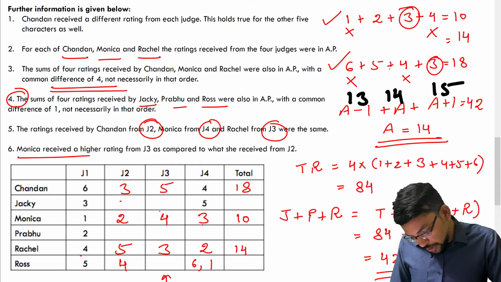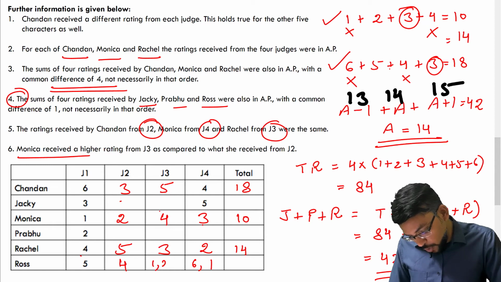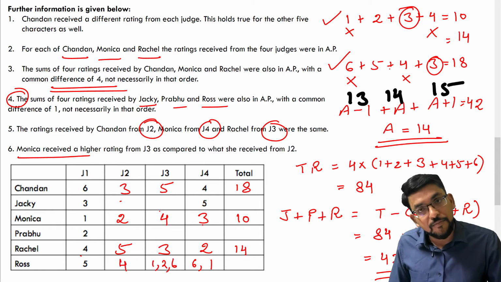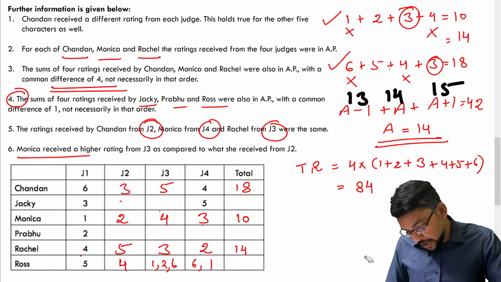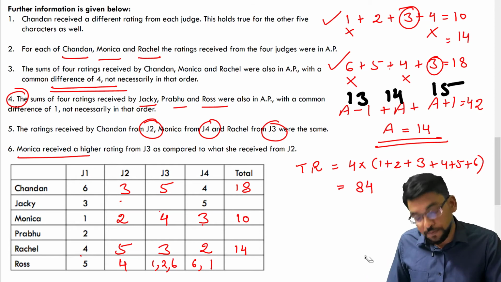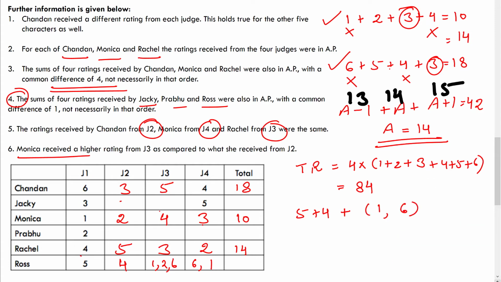Similarly, if you look at this particular row, we can see the numbers which are left out are 1, 2 and 6. So if I write down here 1, 2 and 6, let's see what are the possible summations we can get here if I say Ross received 4 from J2. So this comes out to be 5 plus 4, plus we have to see either it can be 1 or 6, or this can be 2, 6, this can be 2, 1 and finally this can be 6, 1.